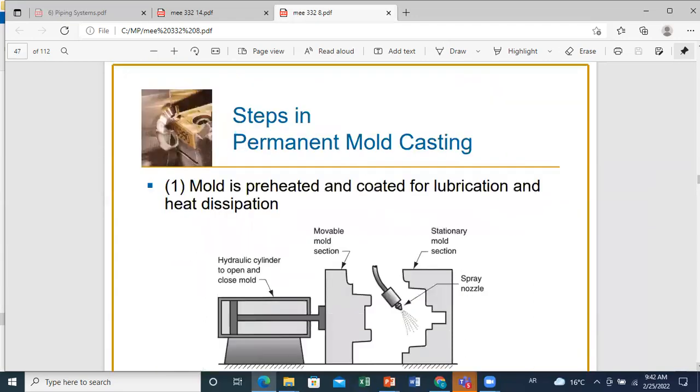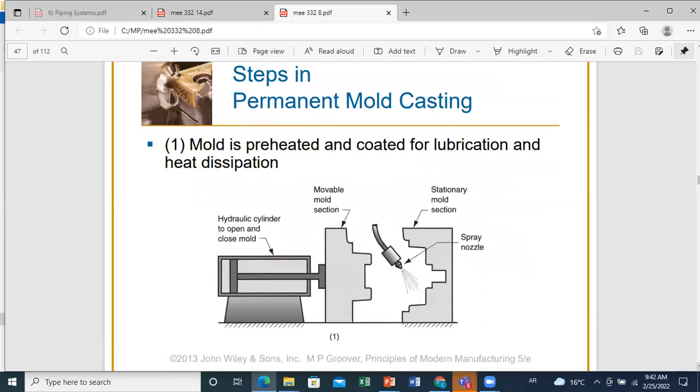Now, let us see what the different steps in permanent mold casting are. First, the mold is preheated and coated for lubrication and heat dissipation. As you can see, this preheating step will give a certain strength to the surface of the mold, and it will allow it to resist the high temperatures during the pouring process.